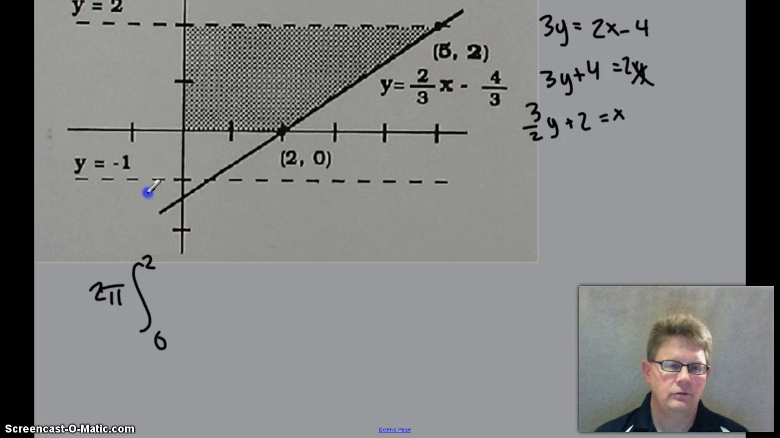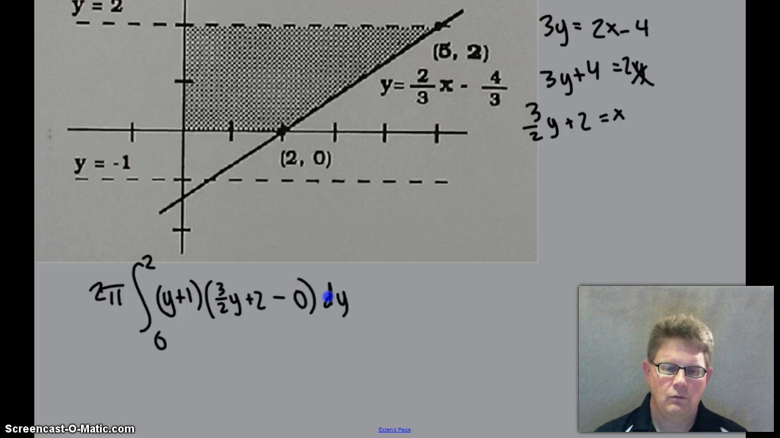What was the axis of revolution again? Okay, y equals -1, so that would be y plus 1. Okay, the right function of y is x equals, that would be 3/2 y plus 2 minus the left function, which is x equals 0, all with respect to y.